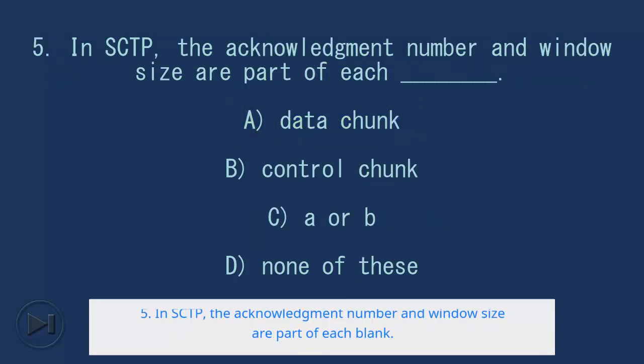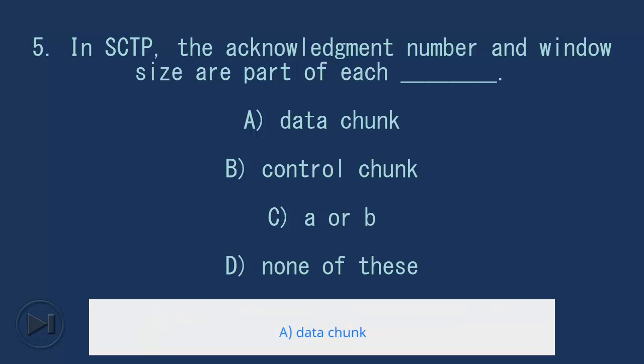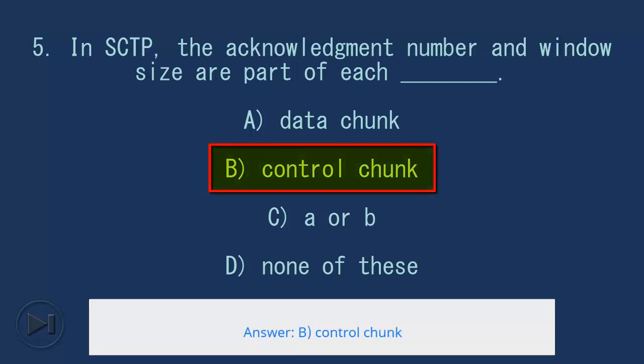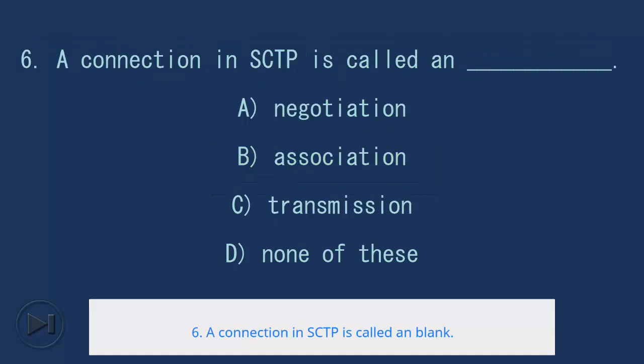5. In SCTP, the acknowledgment number and window size are part of each blank. A. Data chunk. B. Control chunk. C. A or B. D. None of these. Answer, B. Control chunk. 6. A connection in SCTP is called a blank. A. Negotiation. B. Association. C. Transmission. D. None of these. Answer, B.